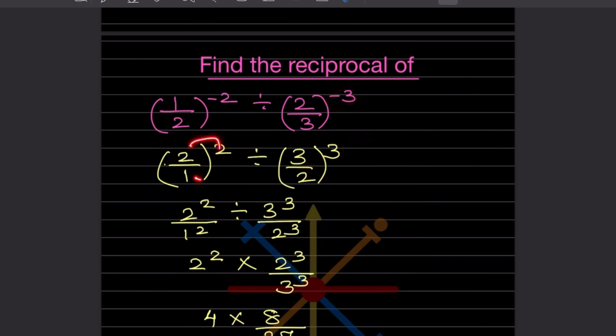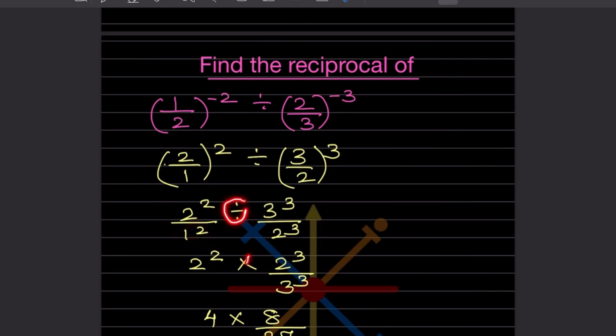So now this we can do like this one. That will be 2 raised to 2 divided by 1 raised to 2. Division as it is. 3 raised to 3 divided by 2 raised to 3. So here 1 means that is going to be 1 itself. So we will write it 2 by 2.